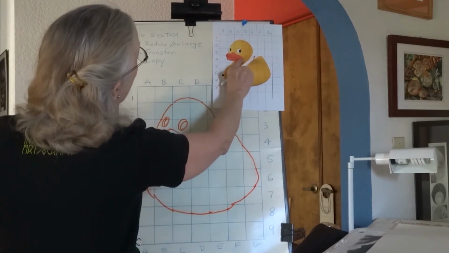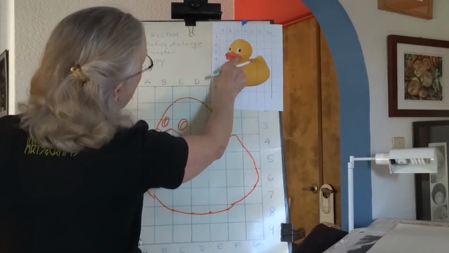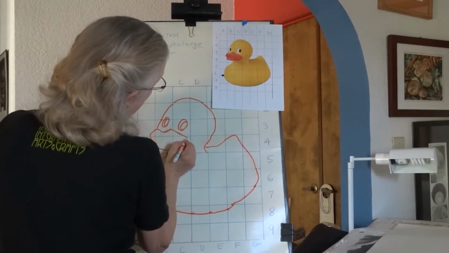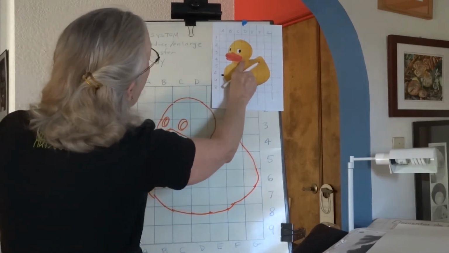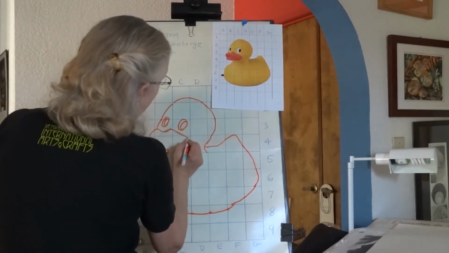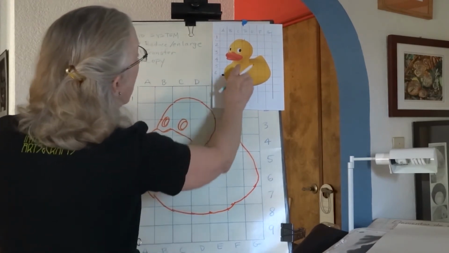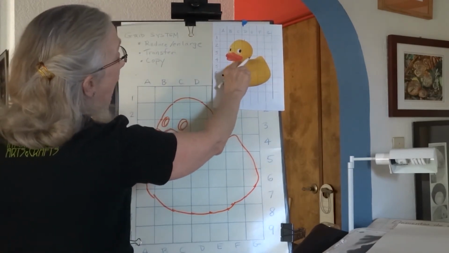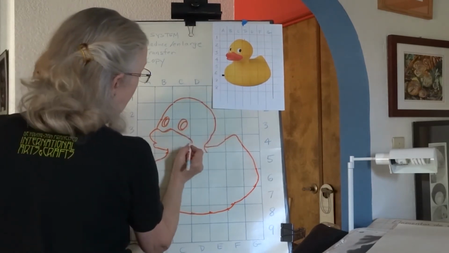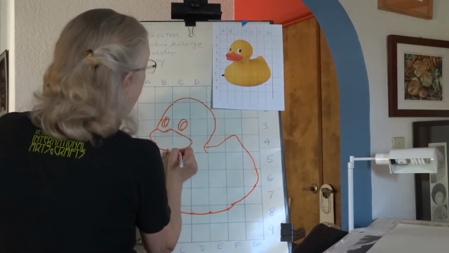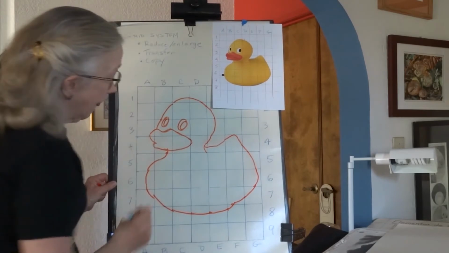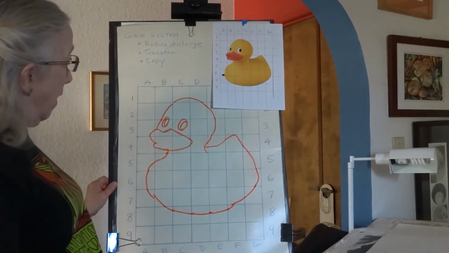Now I'm coming into square 4C, and I'm going to go into square 4D just a little bit, and then come back into square 4C. And you see how that starts to become the duck's bill?